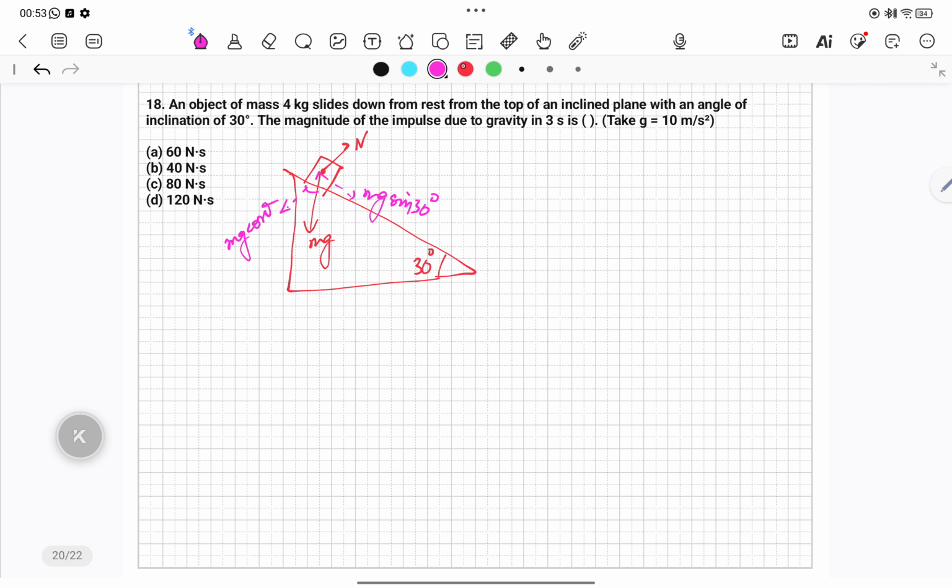Now we have to find the impulse. Impulse is equal to force into time. Here force is acting because of the mg sin theta. Because of this the object is moving downward. So here we will put the value of force, that is mg sin 30° into time. Mass is given as 4 into g is given as 10. Sin 30 is 1/2 and time is 3 seconds. So its answer will be 60 Newton second. So option A is correct.